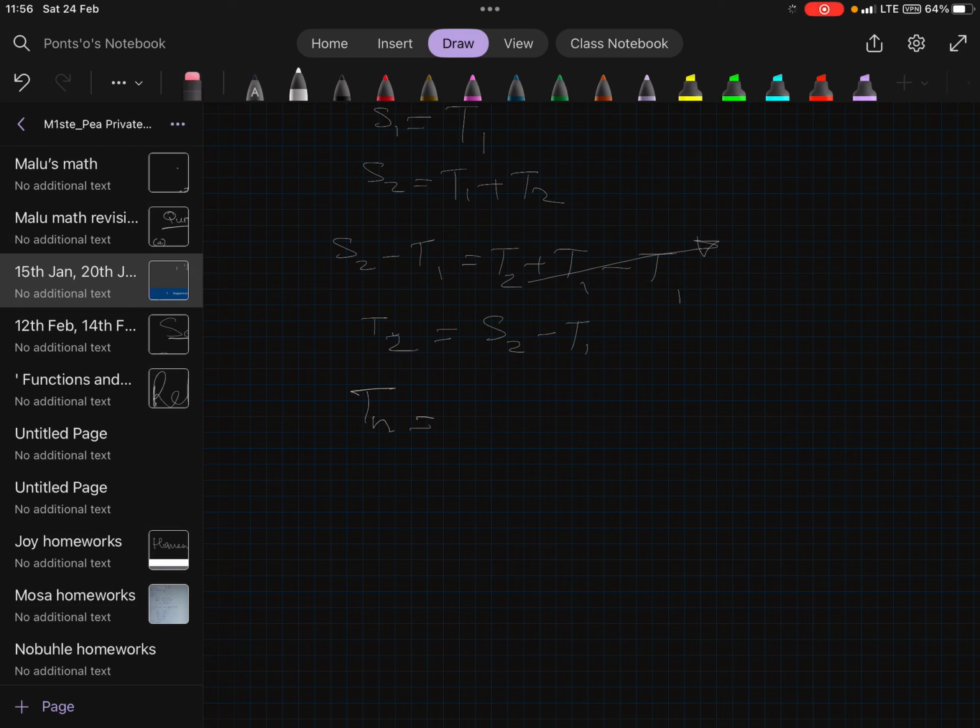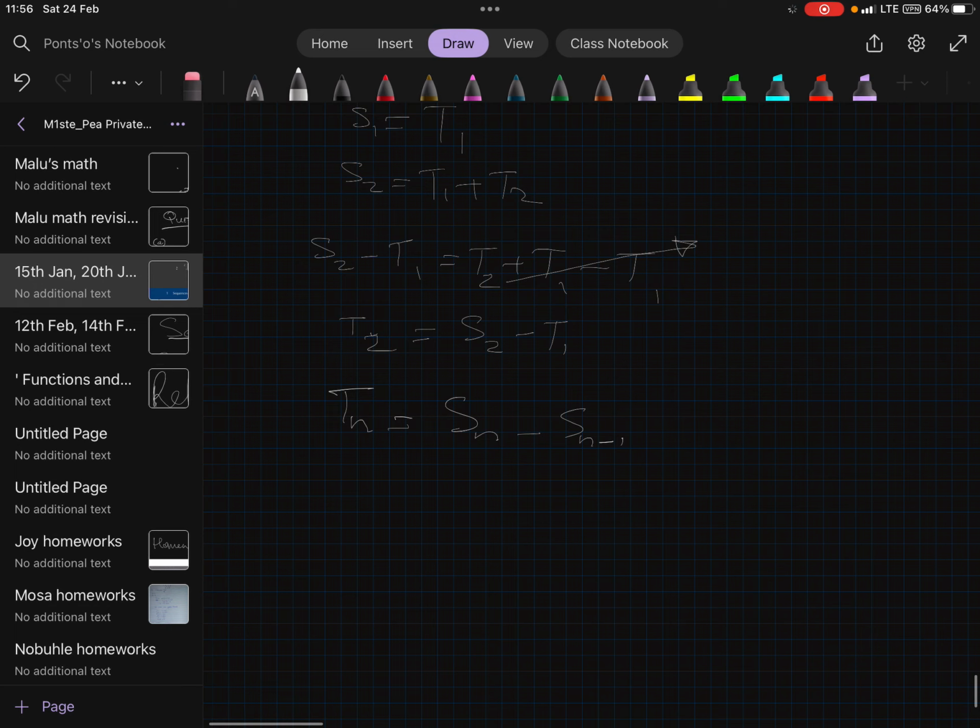So for any term Tn, the sum to the nth term minus the sum to the (n minus 1)th term is valid. And this is for n an element of 2, 3, 4, and so on. It doesn't start at 1. But for T1, that equals S1. So that's just the discussion when we have to calculate the value of a term given the sum of n terms.